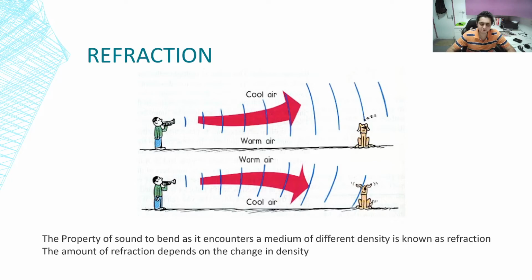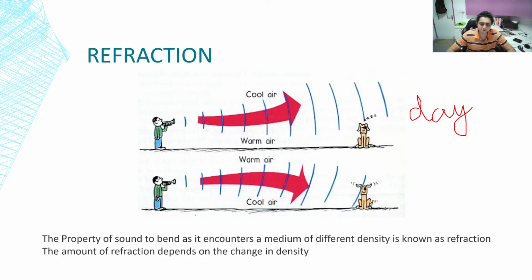So here you can see in the first case, there is warm air near the ground and cool air above. This usually happens during the daytime. And what happens is, when you speak, the sound tends to bend upwards and go upwards.